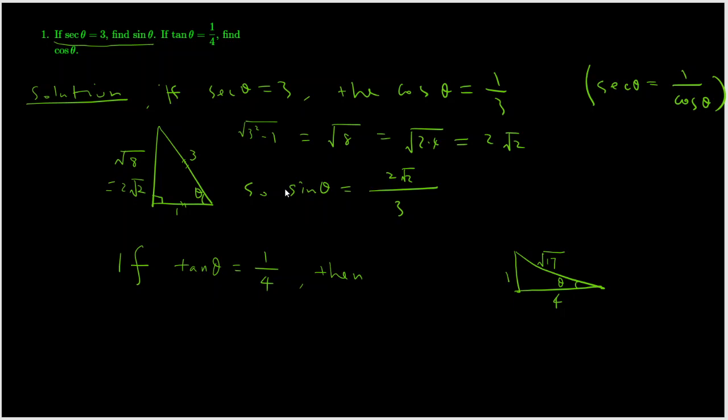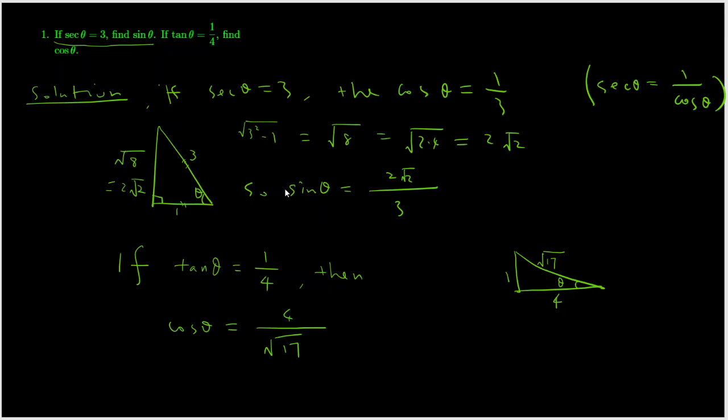You want to get cos of theta. According to the definition, cos of theta is adjacent over hypotenuse. Adjacent this time is 4, and hypotenuse is the square root of 17. That's how you get cos of theta. It's just the SOHCAHTOA thing.